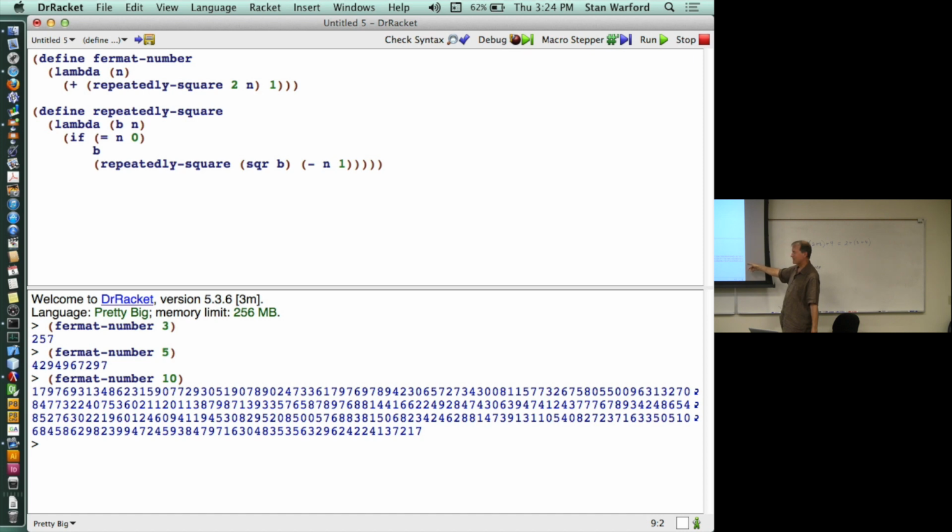Prove that this one's prime? No. Well, just write a function to show it gets prime.